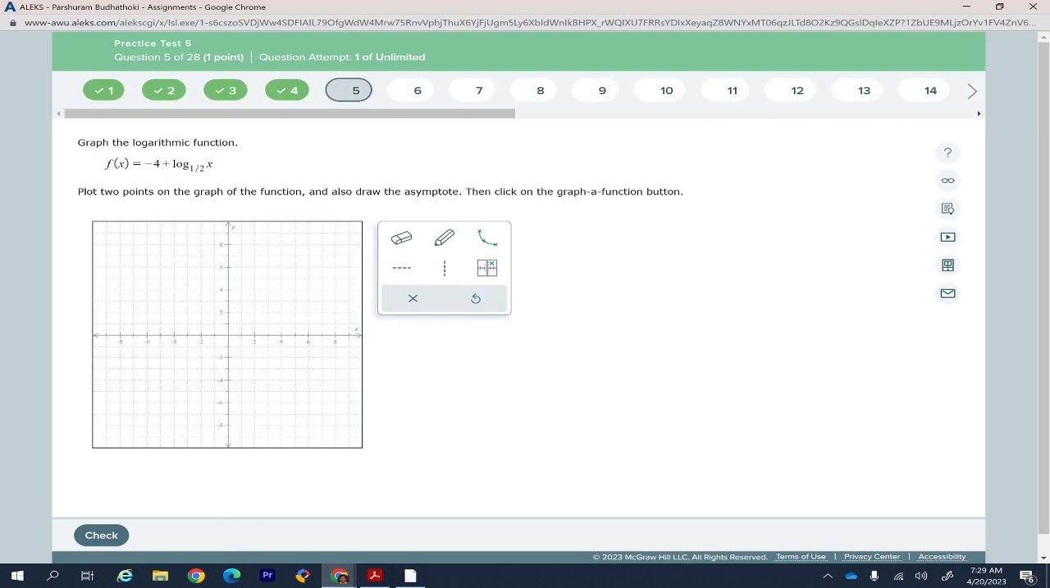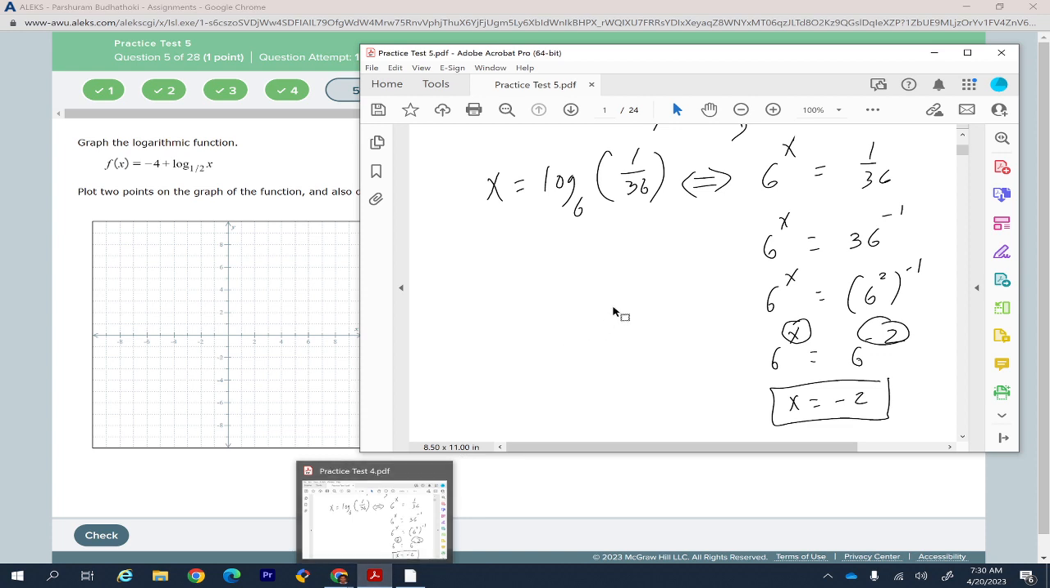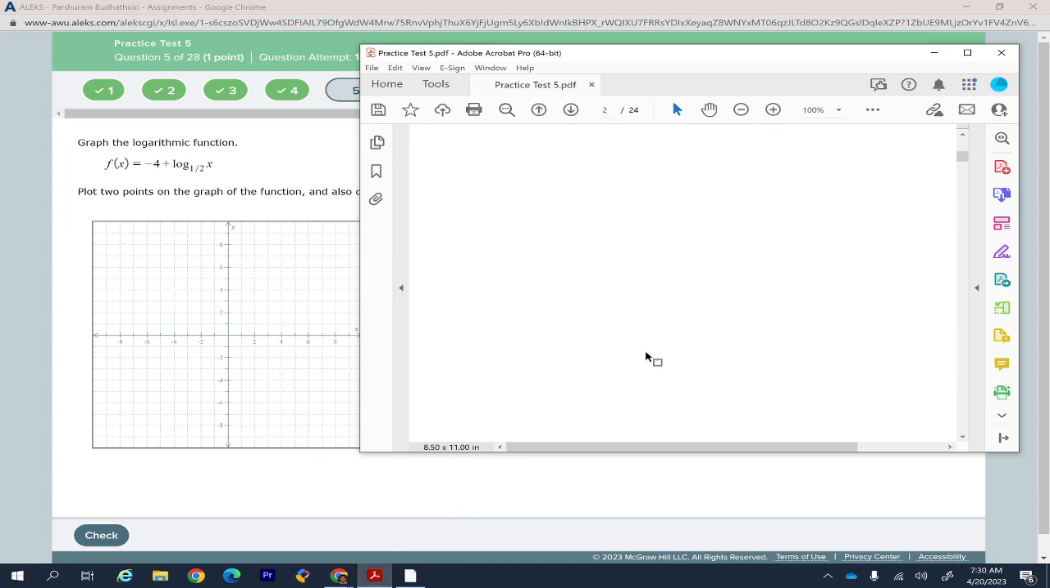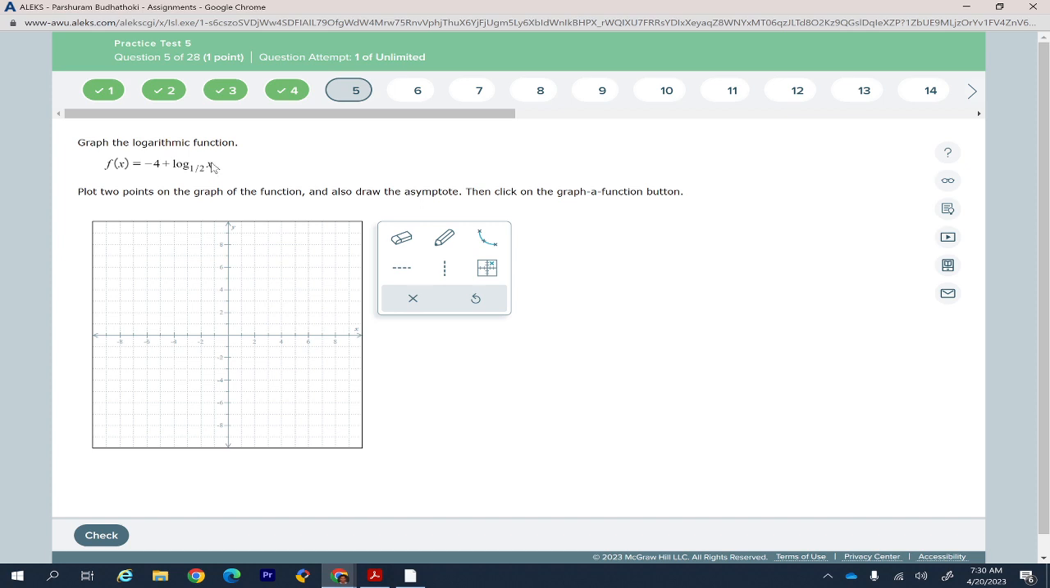Okay, we would like to plot the graph for negative 4 plus log base half of x. So first of all, you have to know the graph of the log function, and then after that you can find the graph of log base half x. Negative 4 means it's shifting down 4 units. Plot 2 points on the graph of the function and also draw the asymptote.